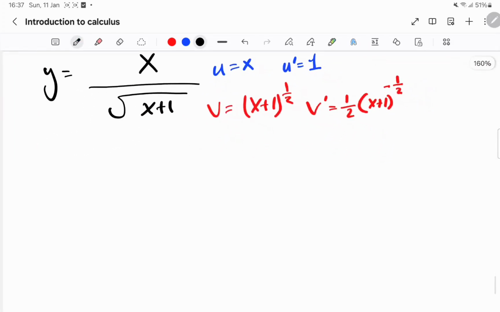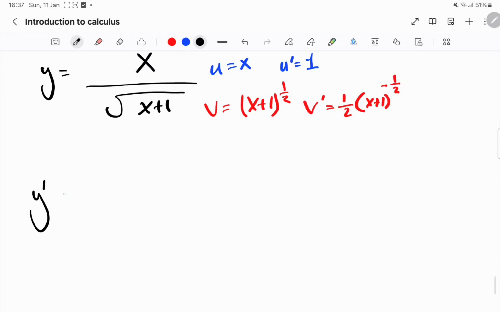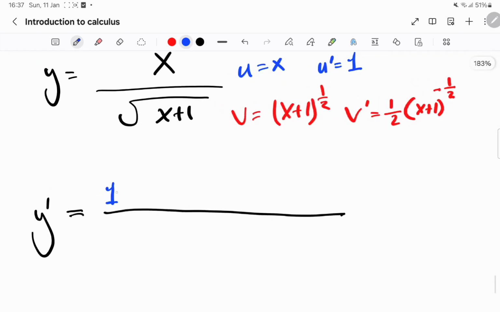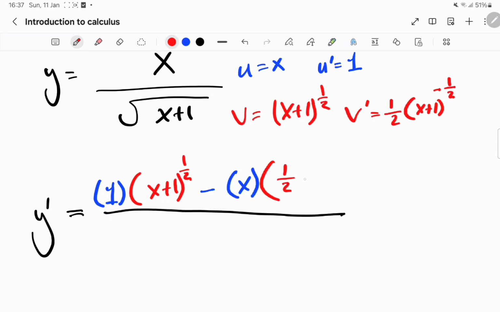And as usual, the next step is y prime is equal to, long line this time. I'm trying to be extra cautious. 1 multiplied by x plus 1 to the half, minus x multiplied by a half. Let's use a different type of bracket. Half x plus 1 to negative half.